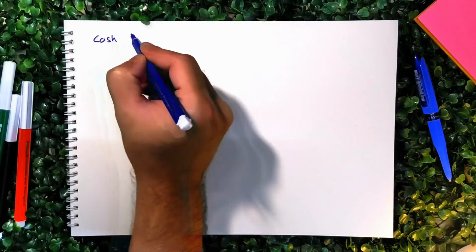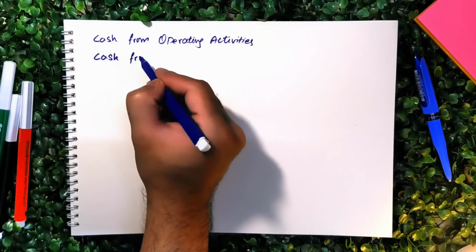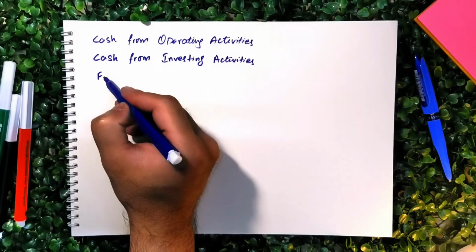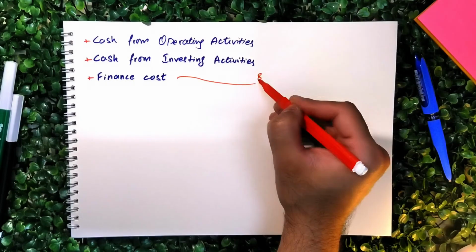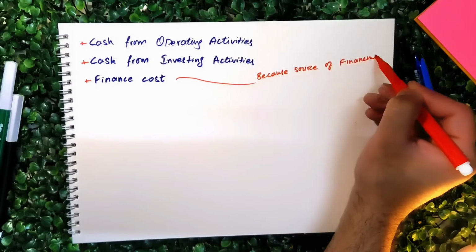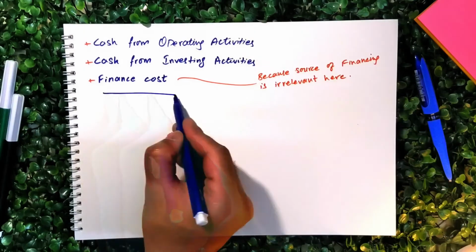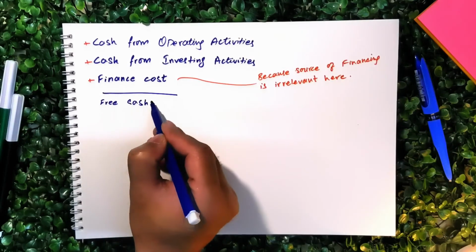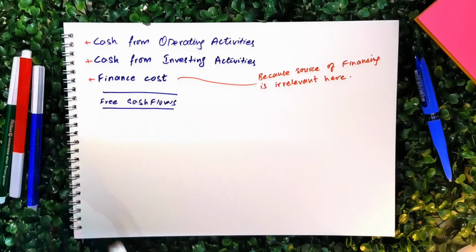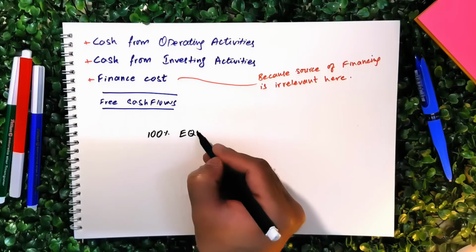The key difference between cash and free cash flow is that in calculation of free cash flows, the cash from financing activities is not considered. That is, you take cash from operations plus cash from investments, add back finance cost, and you will get free cash flows of the firm. The idea behind this is to calculate net cash the company generates irrespective of the fact that how the company is being financed.